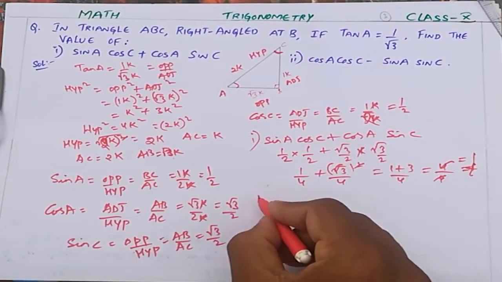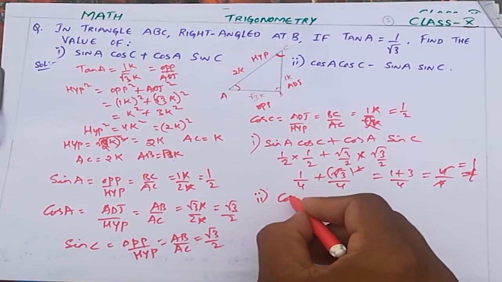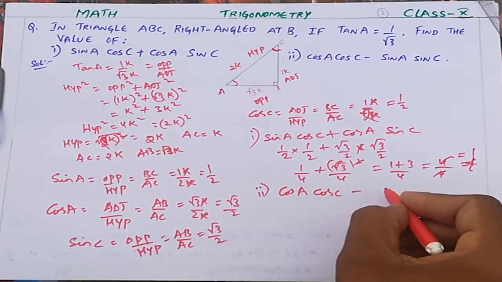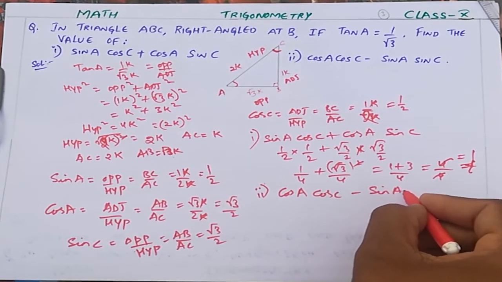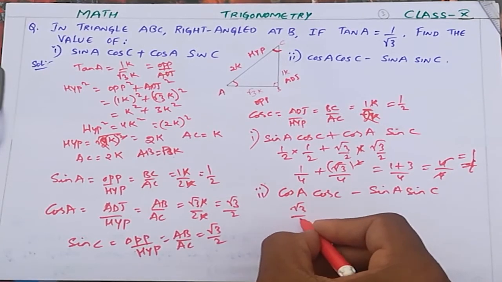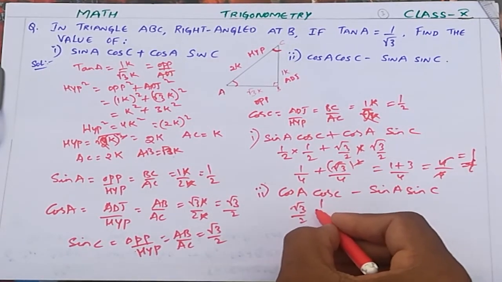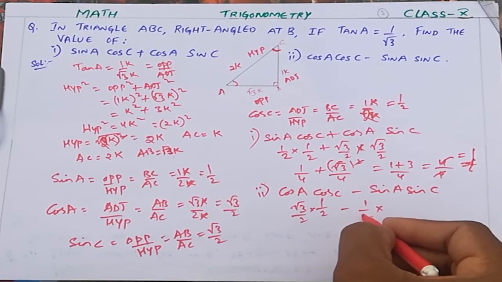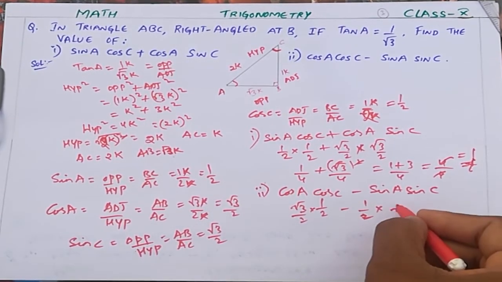Write again 1. Then second bit, cos A cos C minus sin A sin C. Substitute the values. Cos A is root 3 by 2 into cos C is 1 by 2 into minus sin A value is 1 by 2 into sin C is root 3 by 2.